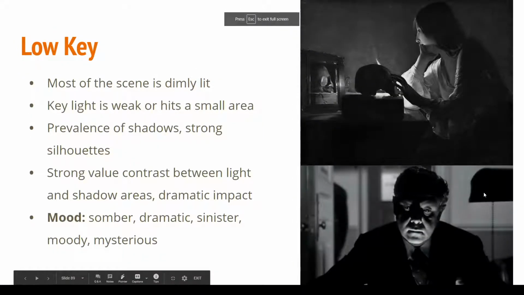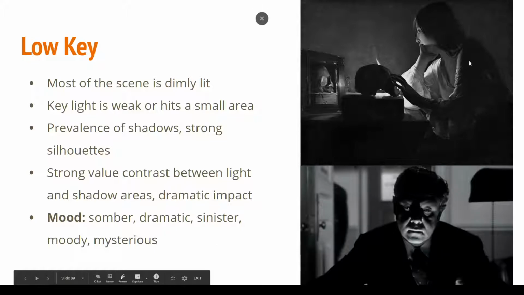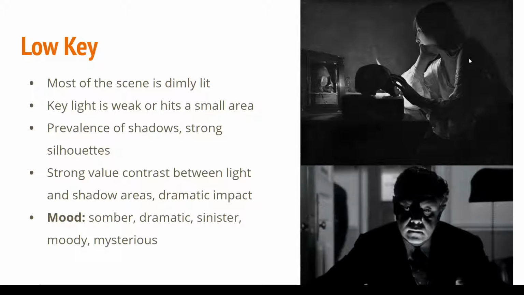Low-key lighting setup is where you're going to have a really strong contrast between your primary lighting source and your shadow areas, which means that your shadow areas, or a lot of your image, is going to go to darkness. So in all these examples here, you can see most of the scene goes into darkness and adds a lot of drama to the scene.